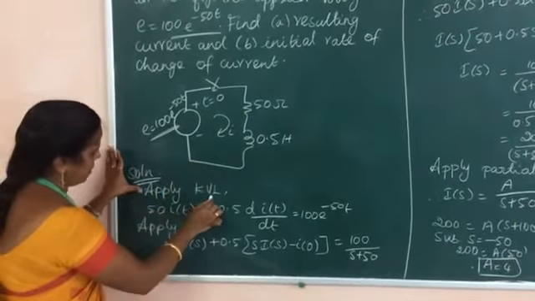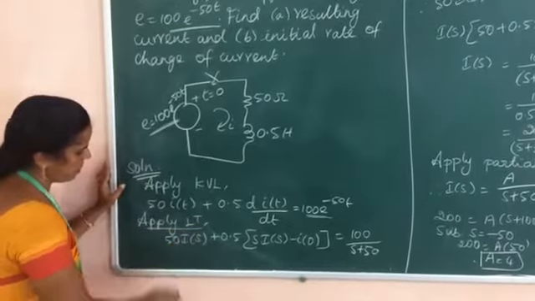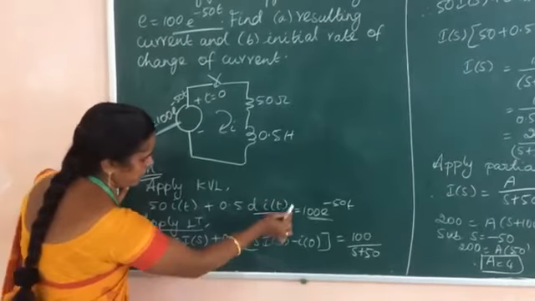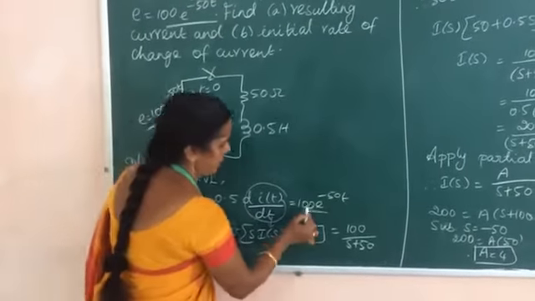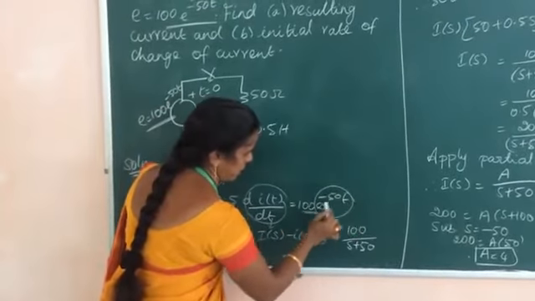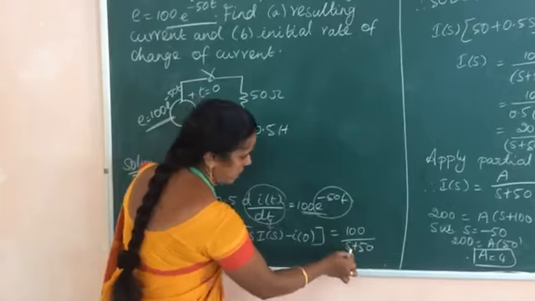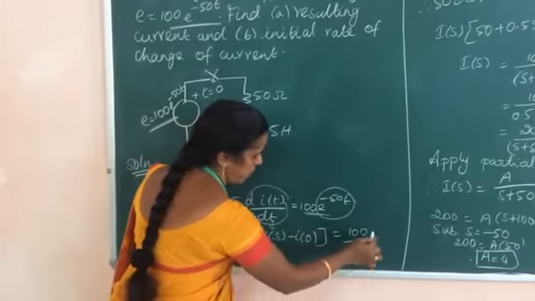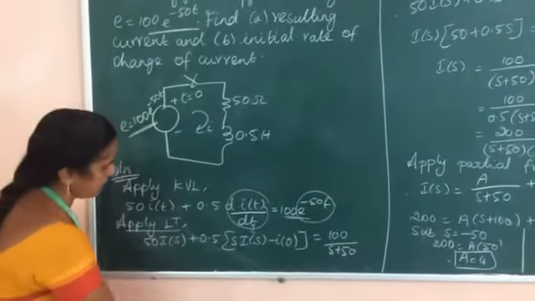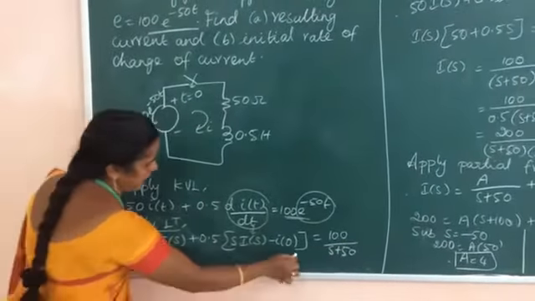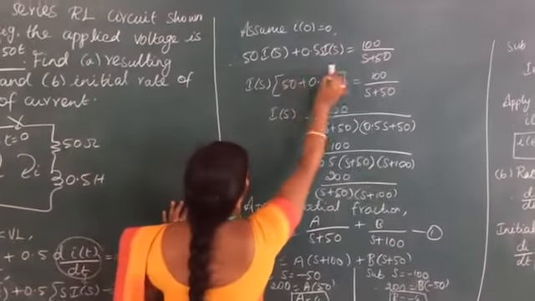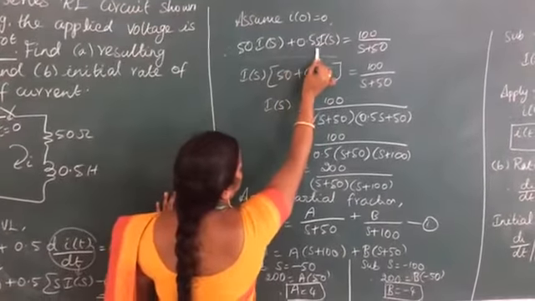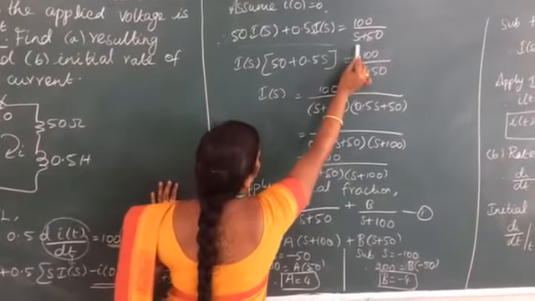So the second step we are applying is taking the Laplace transform. So 50 into I of s plus 0.5 into s into I of s minus I of 0, that is equal to 100 into, for this e power at term, e power minus 50t, its Laplace transform is 1 by s plus a, so 1 divided by s plus 50. The initial current in this problem they haven't given, so we are assuming that I of 0 is 0. Next we substitute 0 for I of 0. So the equation becomes 50 into I of s plus 0.5 into s into I of s is equal to 100 divided by s plus 50.